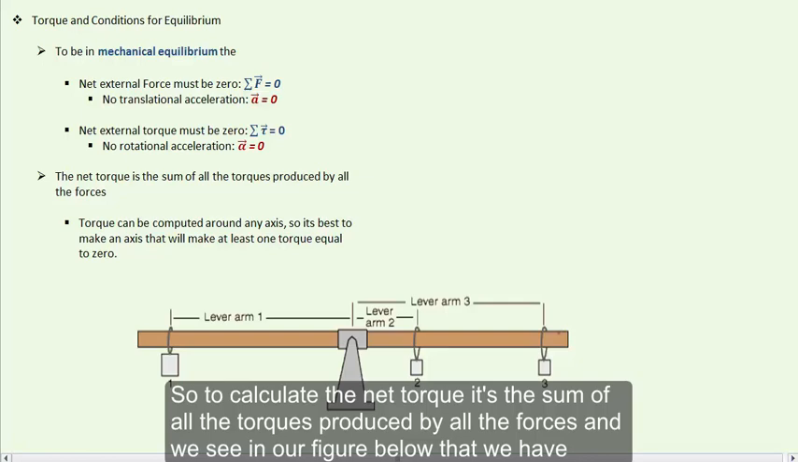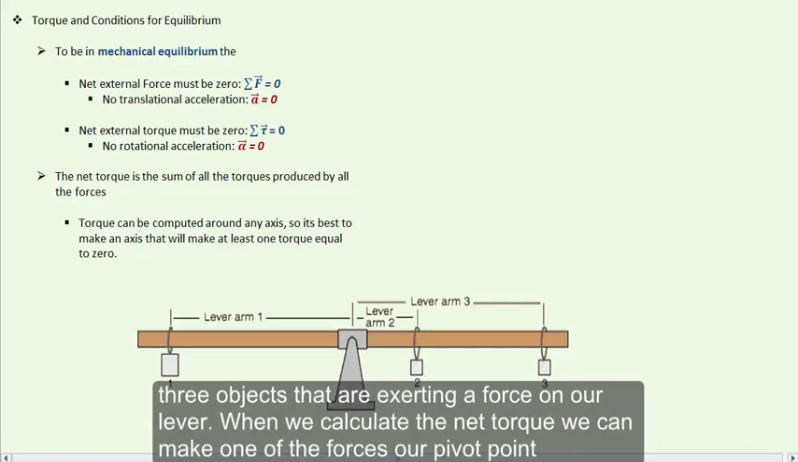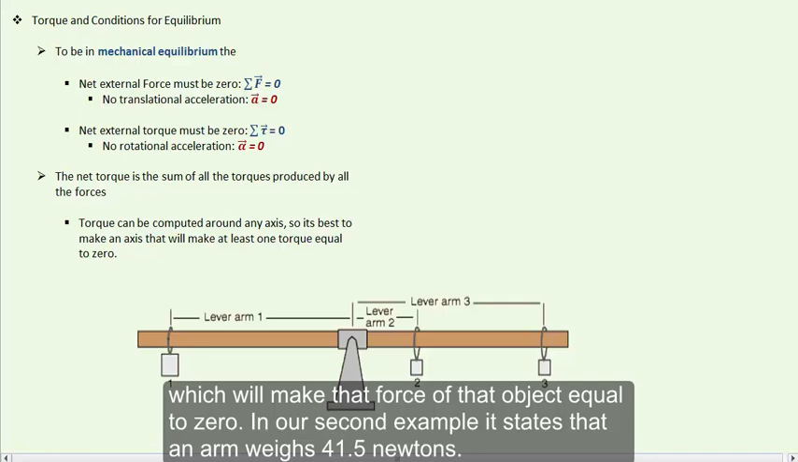And we see in our figure below that we have three objects that are exerting a force on our lever. When we calculate the net torque, we can make one of the forces our pivot point, which will make the torque of that force equal to 0.